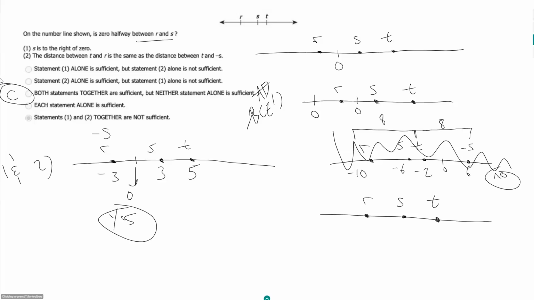That's sort of a tricky one. You've got to be alert and be good with your visualization and manipulation of numbers visually. Hard question.